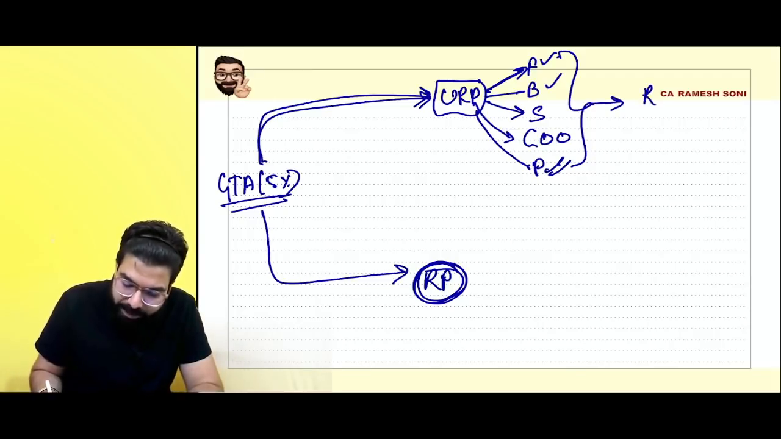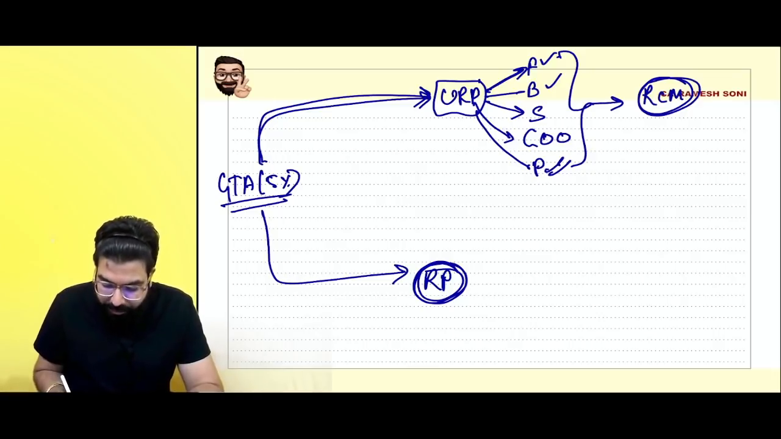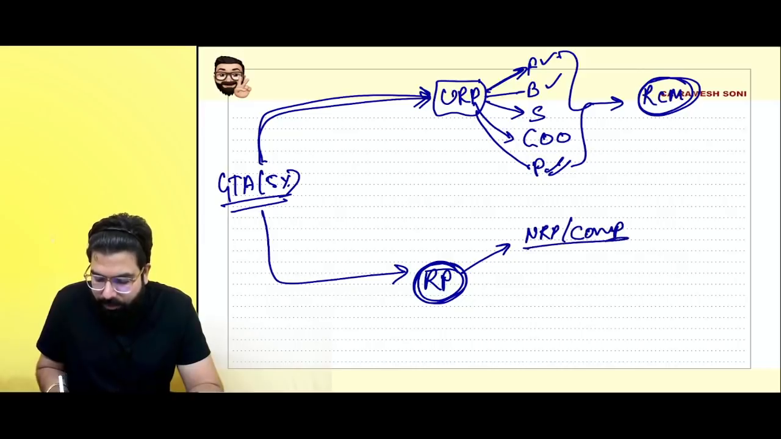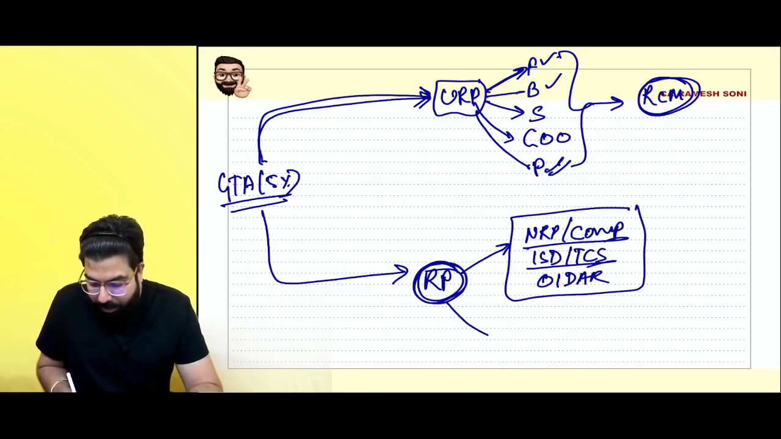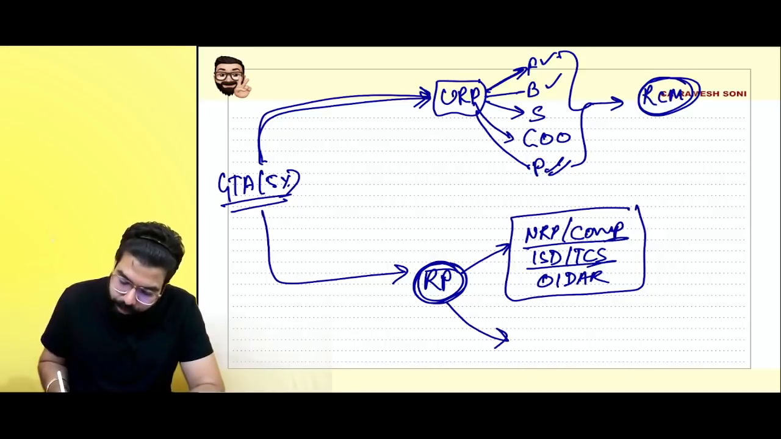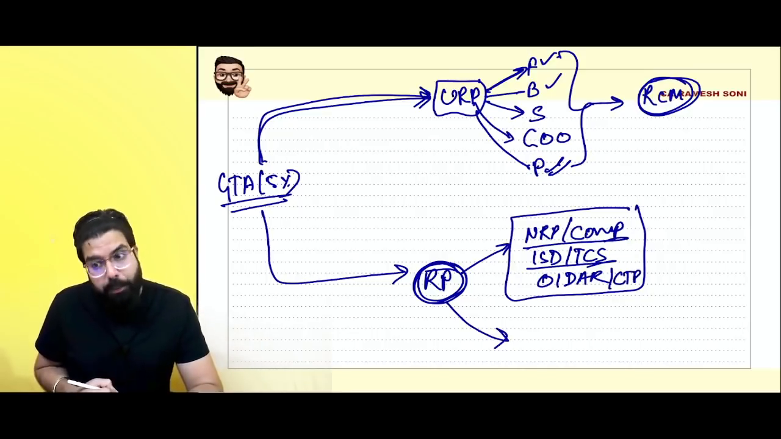They will have to go ahead and pay GST under RCM. Done. Now, if registered person is there, you will have to go ahead and see normal registered person. It can be a composition person. Sir, it can be an ISD. Yes, sir, it can be a TCS collector. It can be an OIDAR. Any registered person who is there, but they have gone ahead and told it can be a registered casual taxable person also. Yes, sir. Point is clear.